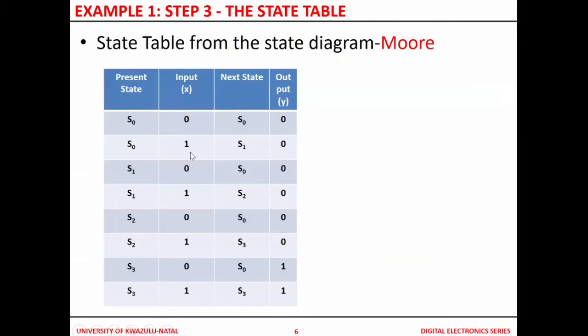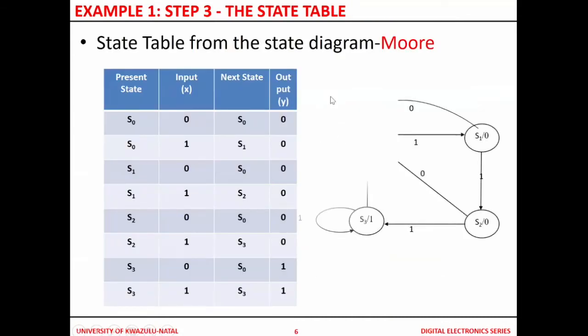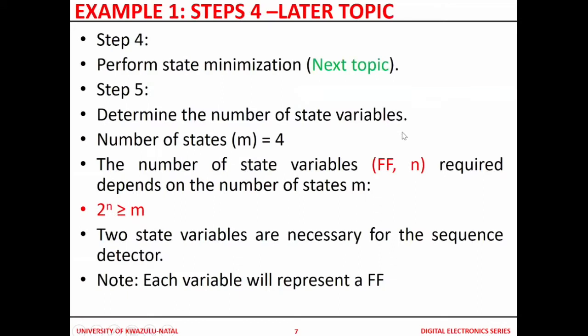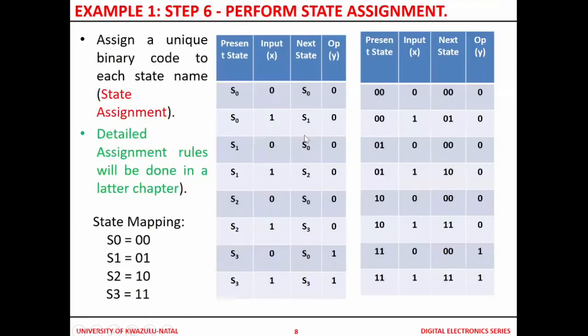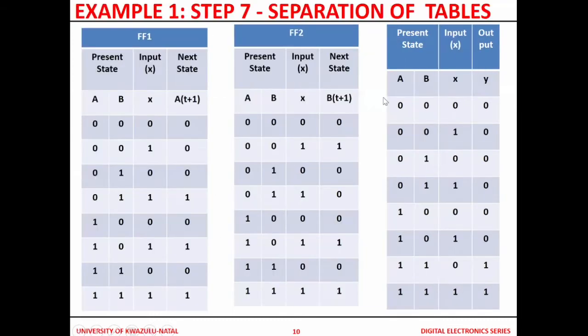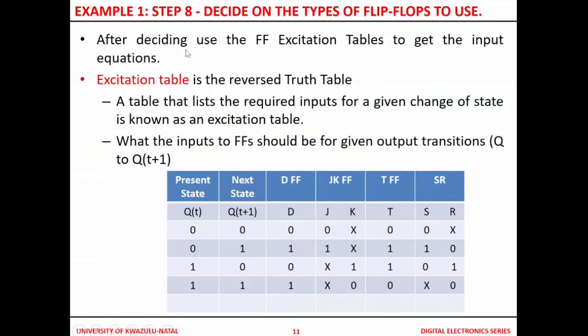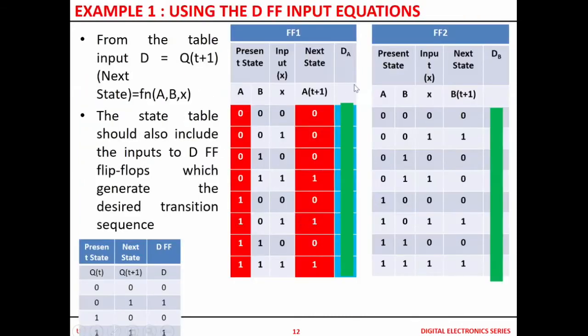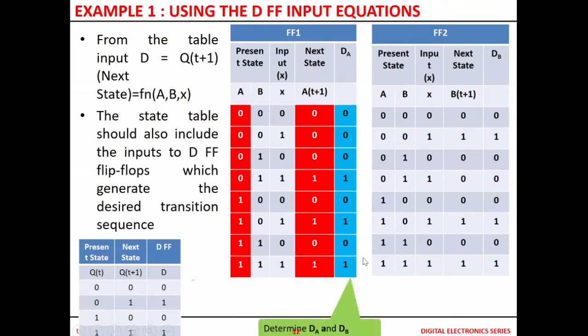After that, we got the state table from the state diagram. Go through those steps. We decided the number of flip-flops was 2. So we performed state assignment. We were calling it state 0, now we have it as 0, 0. Then split the tables, and then we determined the flip-flop input equations from the excitation table, and then got the formulas from that. Those are the flip-flop inputs. Then from that, we got the equations. Just go through all that.